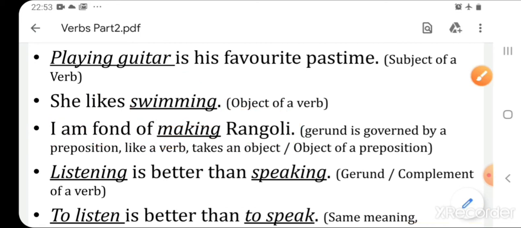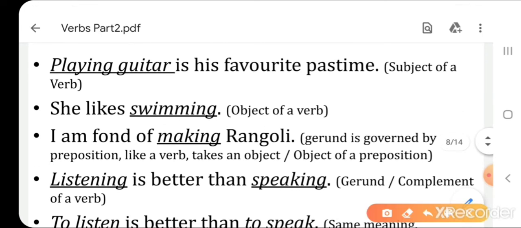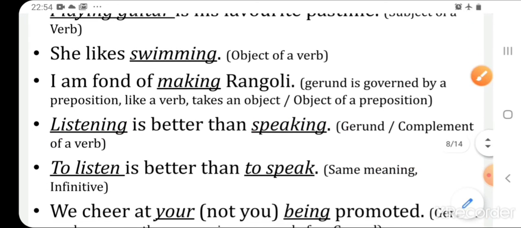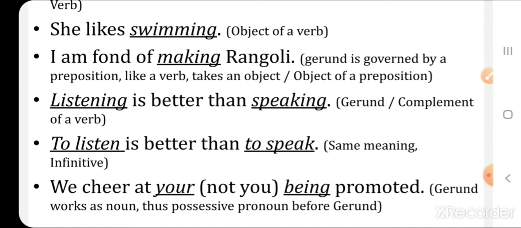Now next example is listening is better than speaking. Or you can also use to listen is better than to speak. The meaning is same. Now here you can see better than. That means it also allows the degrees of comparison, right? So degrees of adjectives also it allows. So listening and speaking both are gerund because they are used as noun. Here listening is in the subjective part, speaking is in the objective part. This we have already discussed.